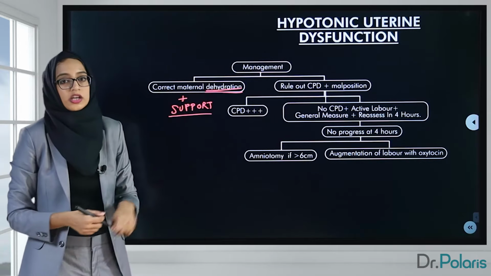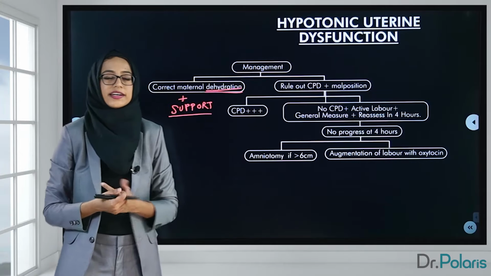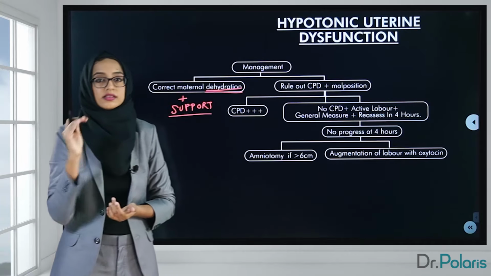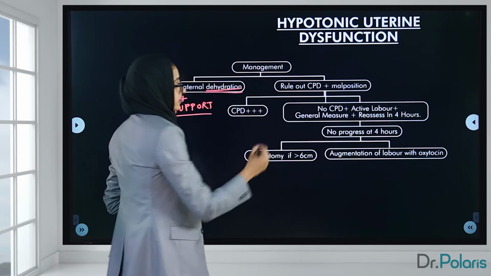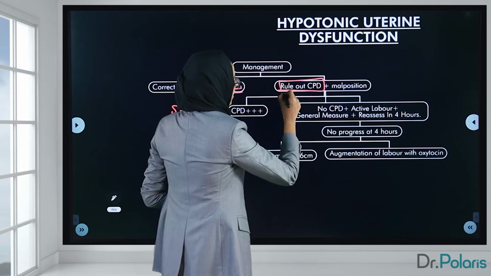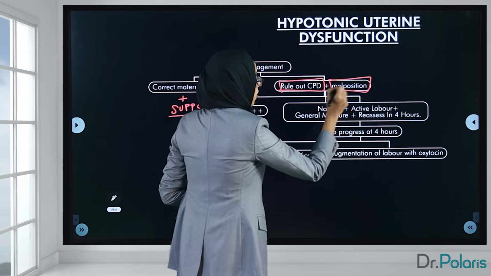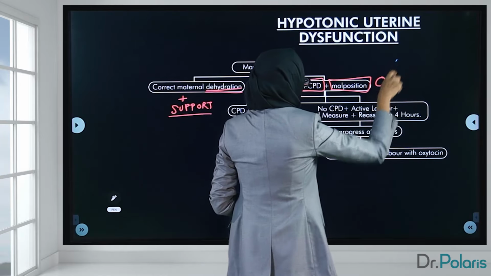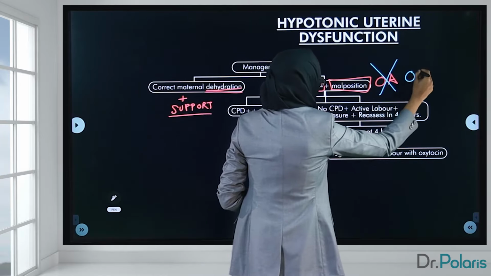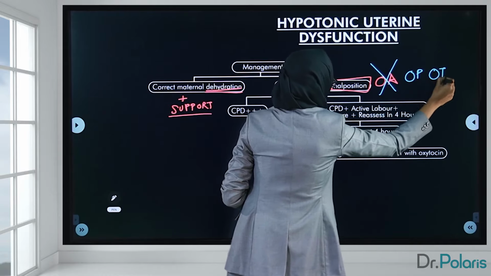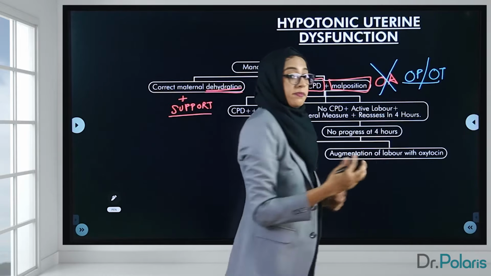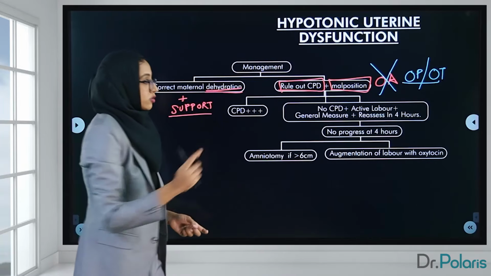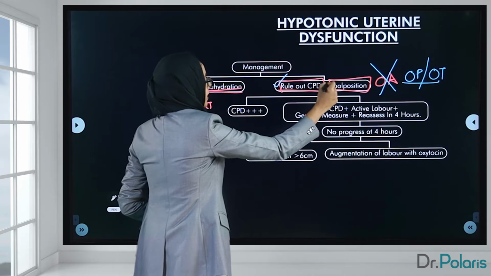Now this does not work. She's ambulated, she's well hydrated, she's had something light to eat as well, yet still the uterine activity is subpar. So what do you do next? You look for CPD, you look for malposition. What do I mean by malposition? I mean anything that is not occipito-anterior. It could be occipito-posterior, occipito-transverse, or it could be a malpresentation which you did not realize, such as brow or face, or maybe even breech. So you have to look for these two factors.